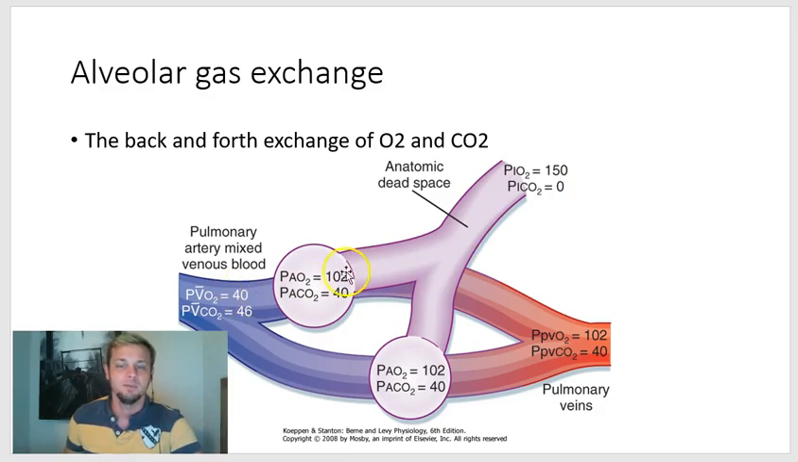So as that comes out, some's going to come down. When this goes up, some's going to come out. And then when you end up over here in the veins, you're going to see you've reached that equilibrium of 102 and 40, give or take.